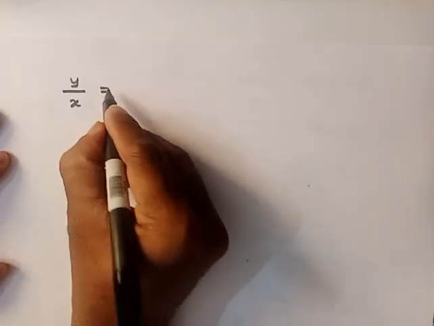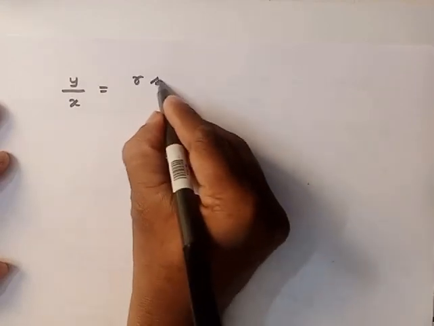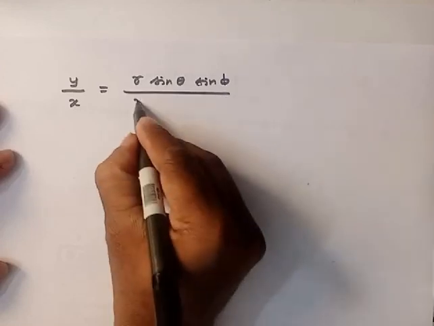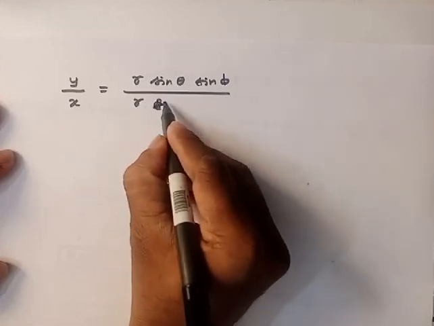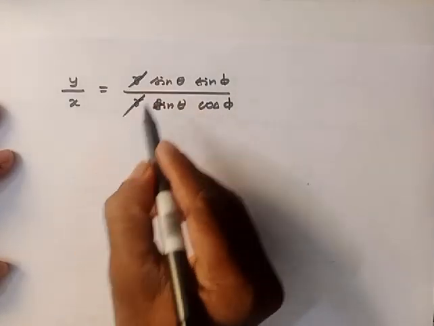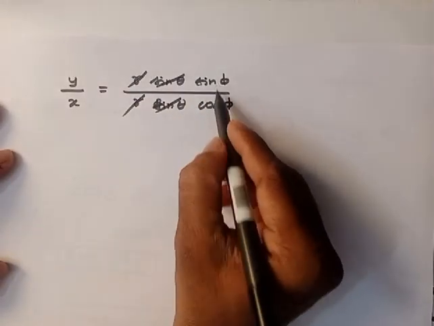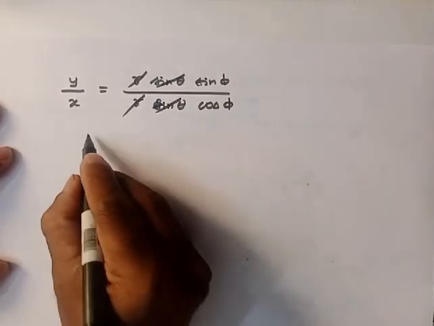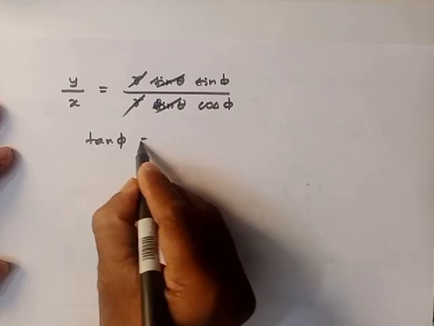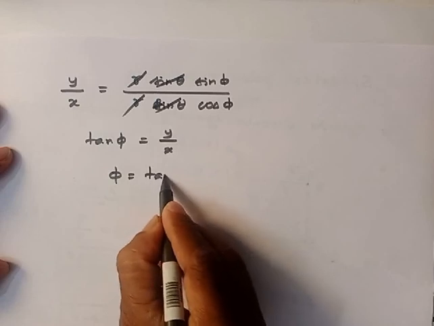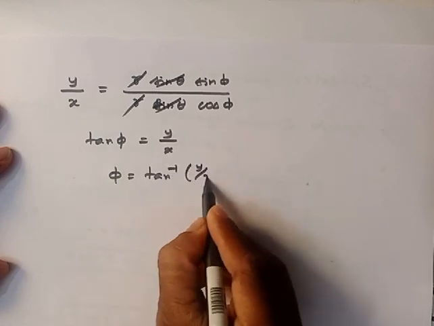If I divide y by x, what do we get? y is nothing but r sin theta sin phi, and x is nothing but r sin theta cos phi. So r cancels, sin theta cancels, and I get sin phi by cos phi, which is nothing but tan phi. Therefore, I can write tan phi equals y by x, or phi equals tan inverse of y by x.